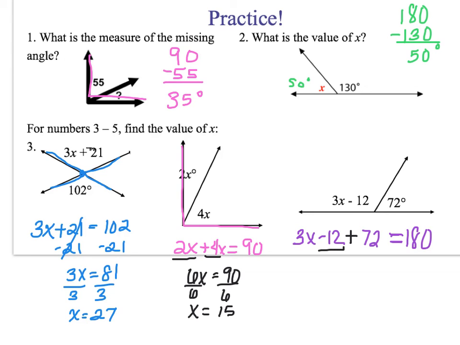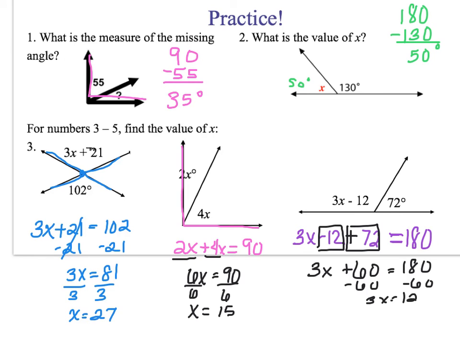So I have a negative 12 and a positive 72, so I'm going to get a positive 60, and I still have the 3x. So 3x plus 60 equals 180. Subtract 60 from both sides. I get 3x equals 120. Divide both sides by 3, and I get x equals 40.